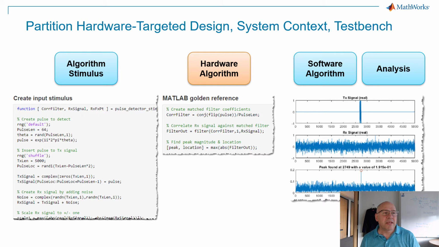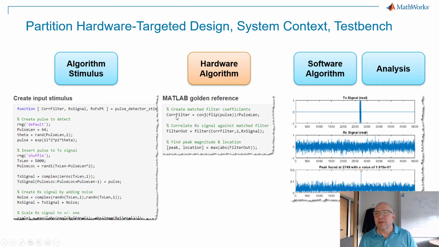So we're going to look at this example, and the very first thing you end up having to face a lot of the time is partitioning out the part of the design that's actually intended for implementation from the overall environment. In this case, you see over here in the middle, this is an example we're going to use over the course of today's webinar. It's actually from a pulse detector, and one aspect of it is a matched filter.